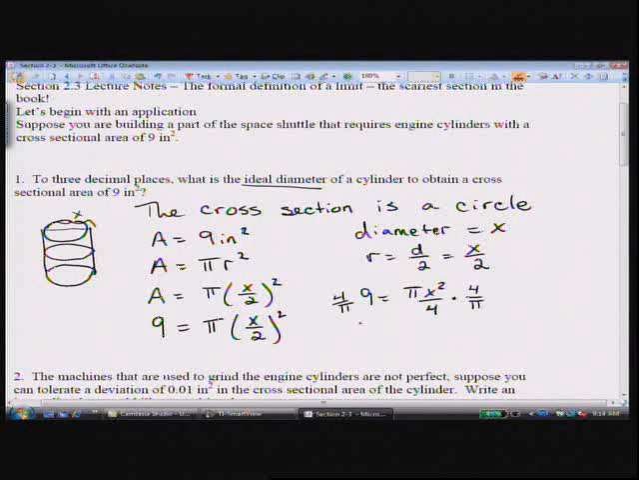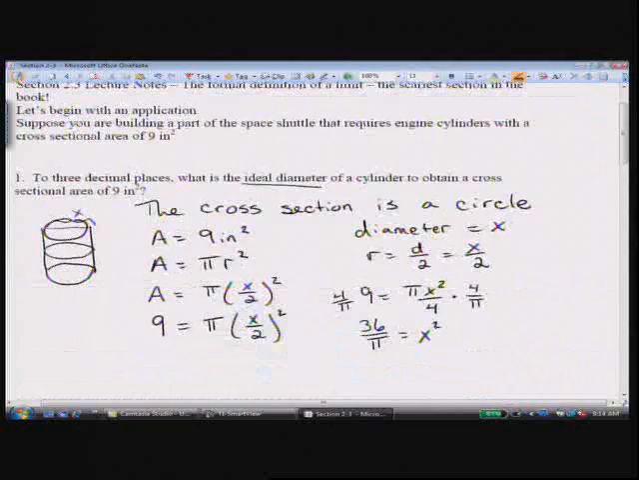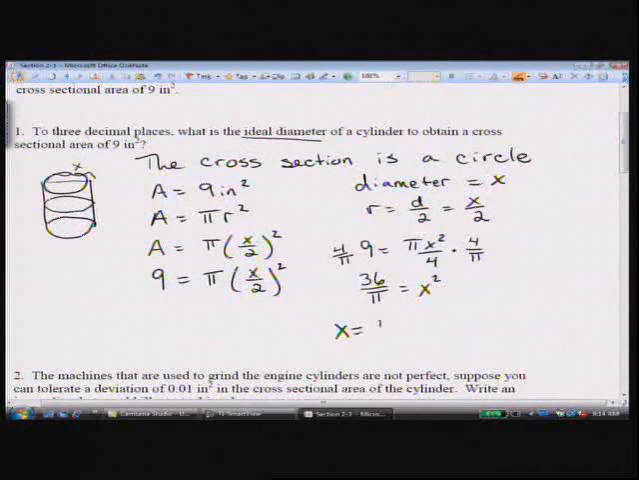So we get 36 over pi equals x squared. And then in order to solve for x, we would get x equals plus or minus the square root of 36 over pi, which is plus or minus 6 over the square root of pi. But here, x represents a diameter, so it doesn't make sense for it to be negative.